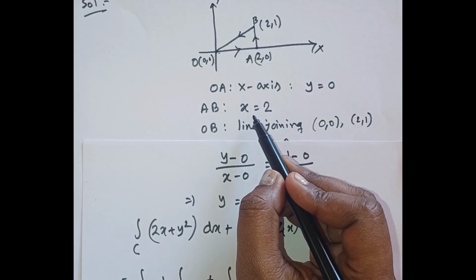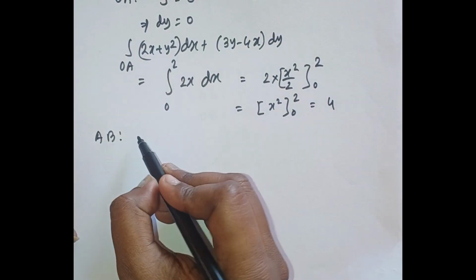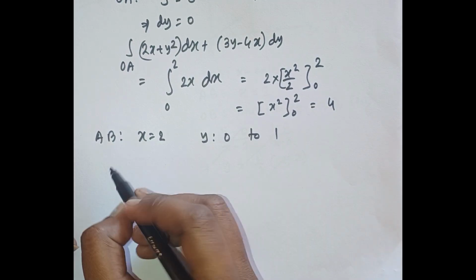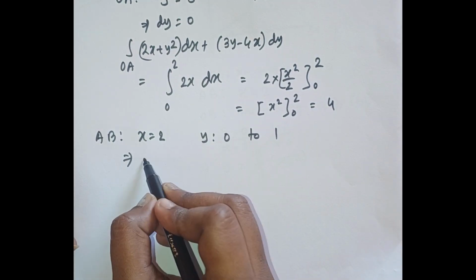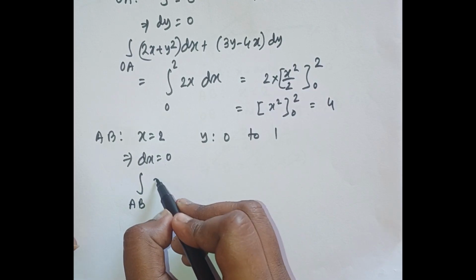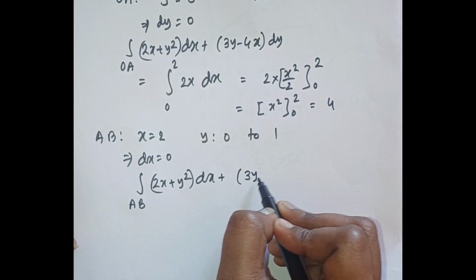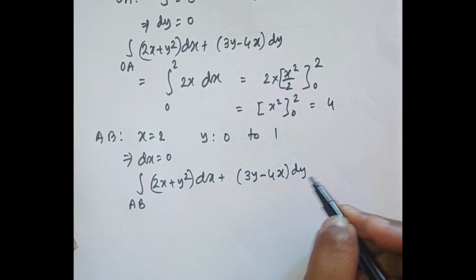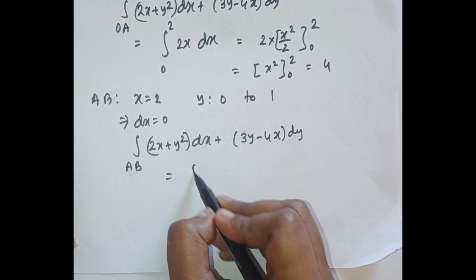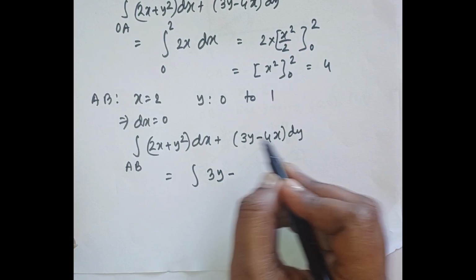So for AB, the equation of the line is x equal to 2 and y goes from 0 to 1. Since x equal to 2, also dx equal to 0. Then integration over AB of (2x plus y square) dx plus (3y minus 4x) dy. If we put the value dx equal to 0, the first part will vanish. We are only left with the second part, which is 3y minus 4 into 2, which is 8.